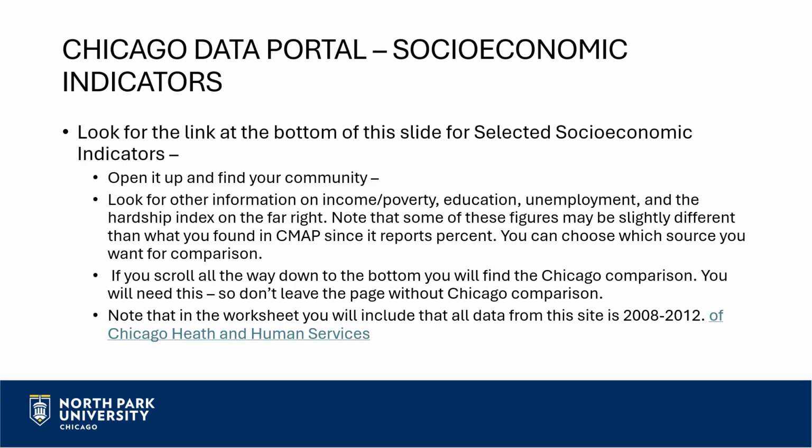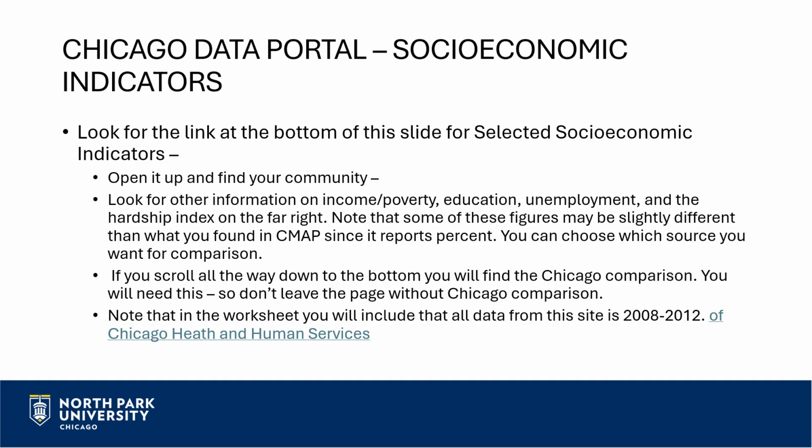All right, Chicago Data Portal, socioeconomic indicators. Look for the link at the bottom of this slide for selected socioeconomic indicators. So there's a link here. Open it up and find your community. Look for other information on income, poverty, education, unemployment, the hardship index on the far right.